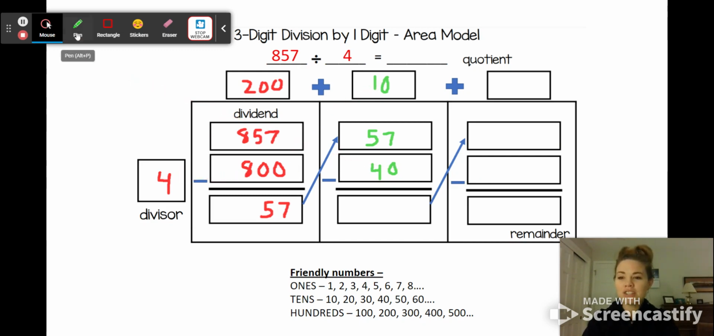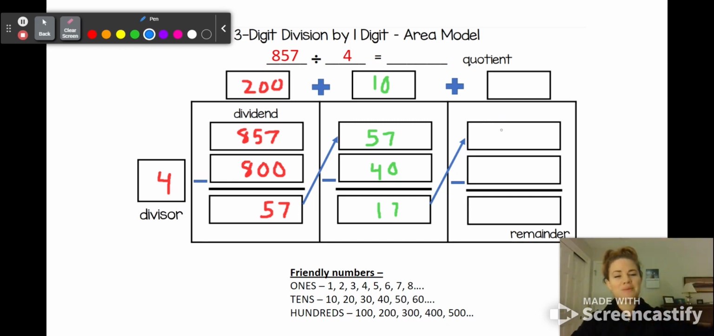All right, it's time for us to subtract. So 57 minus 40, well, 7 minus 0, that's 7. 5 minus 4, that's 1. So we have 17 left. Okay, people, time for us to do the ones column. I'm going to bring that number up. See my little arrow right there? That's to help you realize you're bringing that number up because that's what we have left. We already did 800, okay? We already tried to do 57. Now we have 17 left to divide by 4.